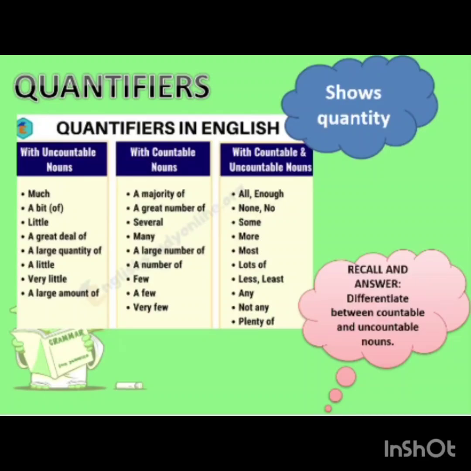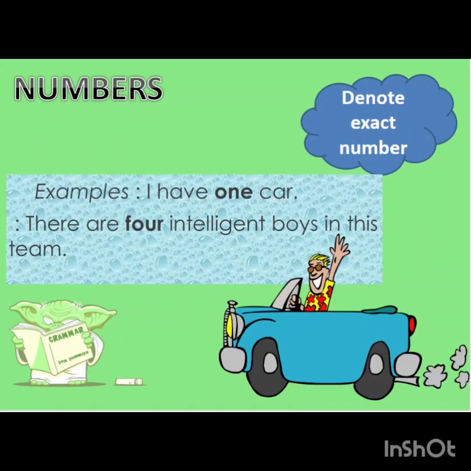Okay, see, all those are the examples for quantifiers, and highlight the point. Quantifiers means show quantity. Okay, and that much is enough for that slide. Okay. So now we are moving to the next determiner, that is numbers. Numbers denote exact number. And two examples are there. I have one car. There are four intelligent boys in this team. So one and four, those are the determiners there, and they are denoting the exact number.